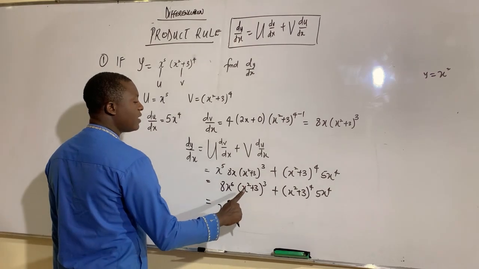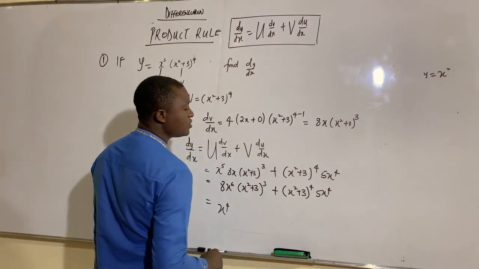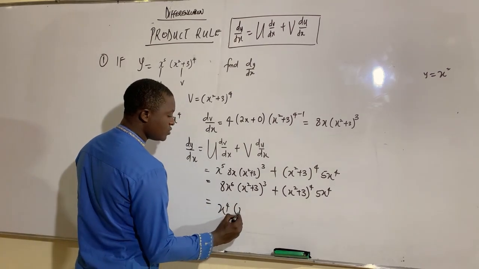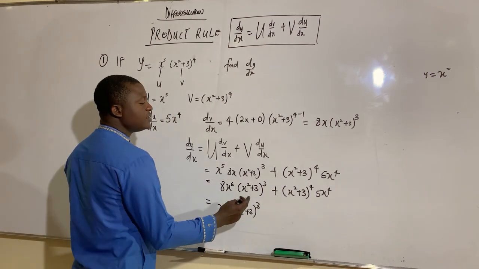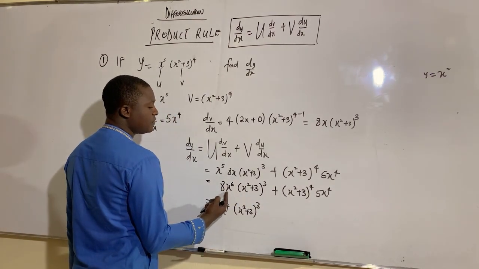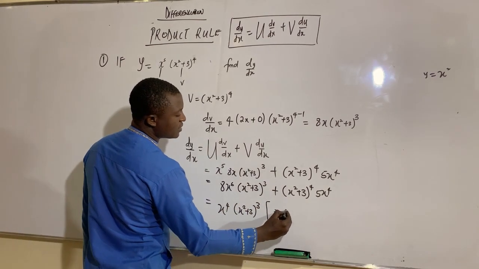At the same time, I have (x² + 3)³ here. Then we have (x² + 3)⁴, which means this one is also common. I can also factor that one out, (x² + 3)³, because it also appears here. So since I've already removed x⁴ here, what we have left here is 8x².